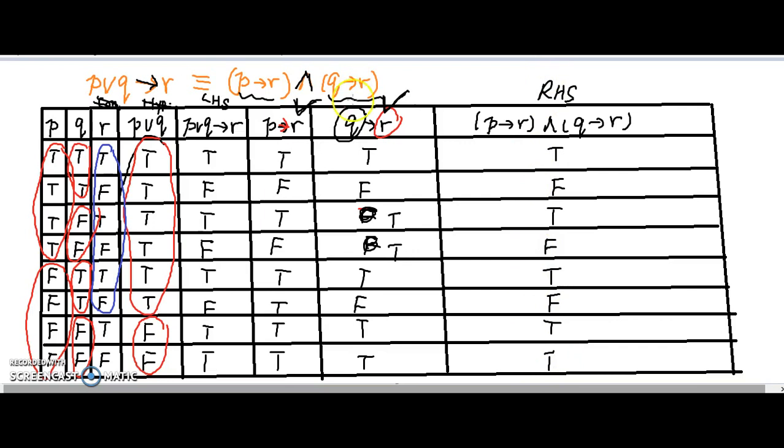And now we need to compare the left-hand side column and the right-hand side column so we can prove they do match. On the left-hand side we have TF, TF, TF, TT, and on the right-hand side we got the same thing, TF, TF, TF, TT. Okay, so they all match. So now we proved that they are logically equivalent.